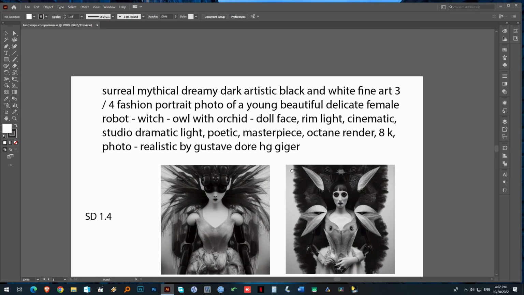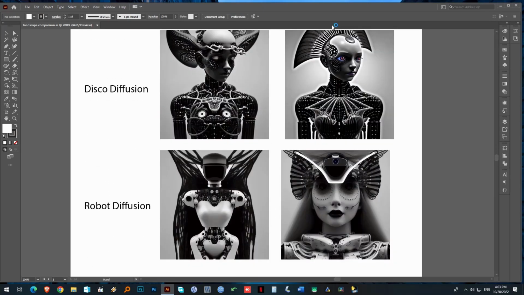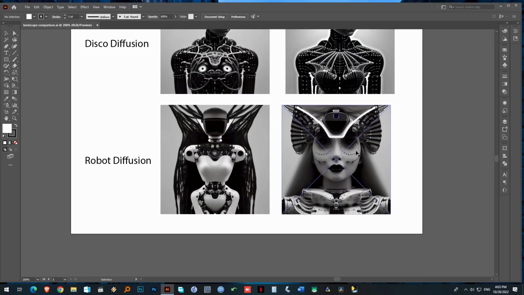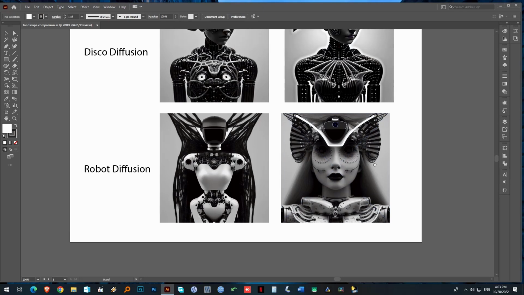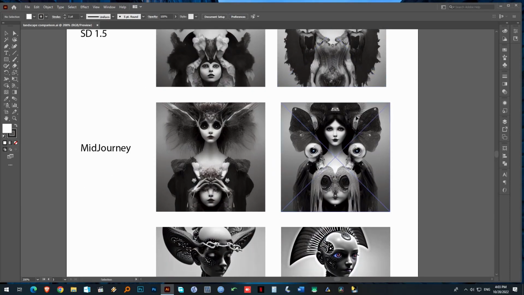Let's look at the prompt once more, because I said it's a complex prompt. So yes, it's artistic, black and white, and it's a portrait of a young, beautiful, delicate female robot. It's a witch and there's an owl with an orchid. If you look at it, yes, it looks like a witch. It's a beautiful, delicate robot. It has the eyes of an owl. Well, there is an orchid in the prompt, but then again, there is no orchid in any of the pictures. You can argue that the Midjourney one has some kind of an orchid. There are owls, and it's very artistic.